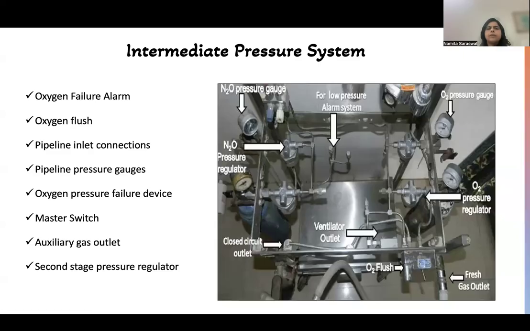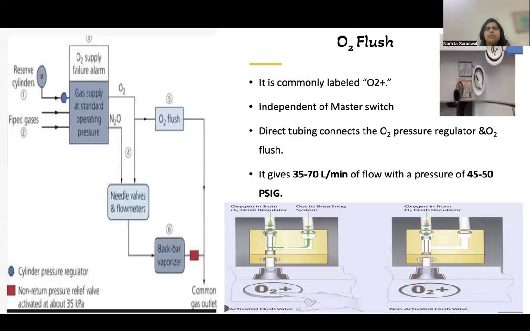These are the components of the intermediate pressure system: oxygen failure alarm system, oxygen flush, pipeline inlet connection, pipeline pressure gauges, oxygen pressure failure devices, and a master switch. Auxiliary gas outlets are present here beneath, which are not seen here. The second stage pressure regulator is not present in all machines, but a few machines have it. Now we'll discuss all the components one by one.